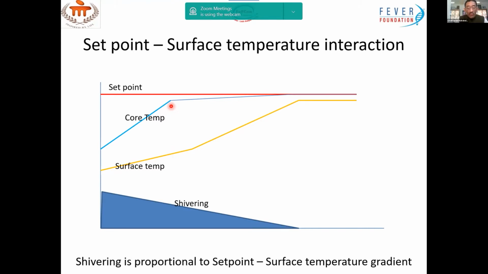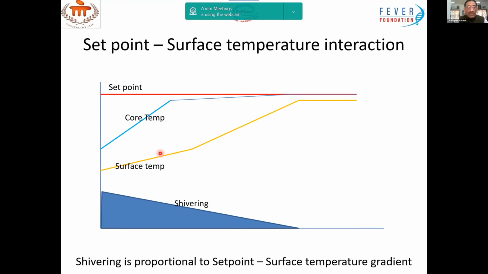And the shivering is proportional to the gradient between the set point and the surface temperature. If the surface temperature is kept arbitrarily low and the set point is at a very high level, then there will be a lot of shivering, because ultimately the body will go by its set point, not the surface temperature. That is why artificial cooling of the surface temperature may not give the desired results. In fact, when the surface is cooled by artificial measures and the set point stays at the same level, the gap is too much, and whenever the gap is high, the shivering will be more, and that ultimately results in increased core temperature. So this is a paradox which we should keep in mind.